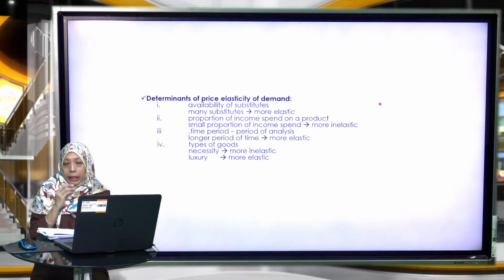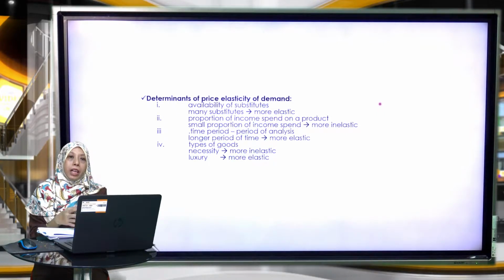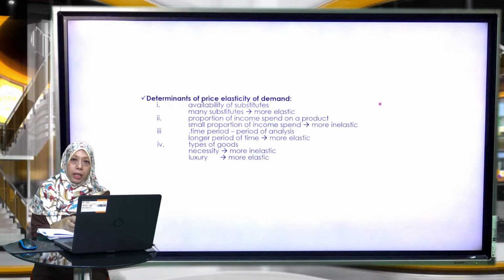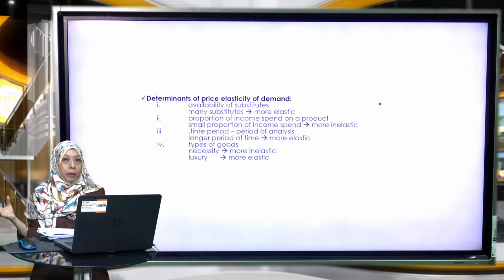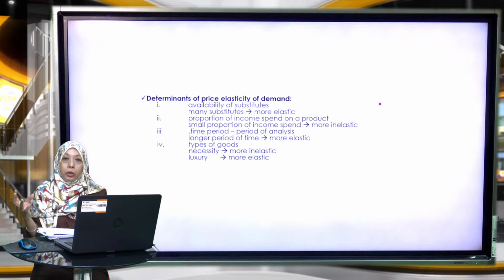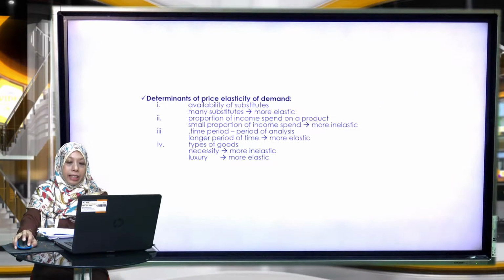So this case basically shows that when you have a lot of substitutes in the market, customers will quickly change the expensive product with the cheaper product. So demand is said to be very elastic when there are many substitutes.